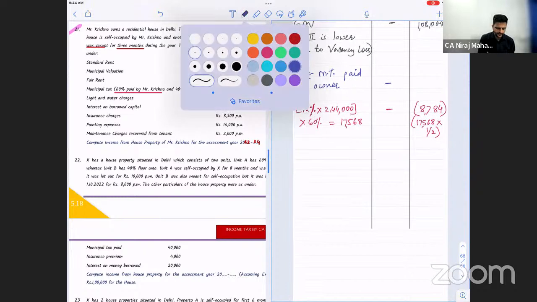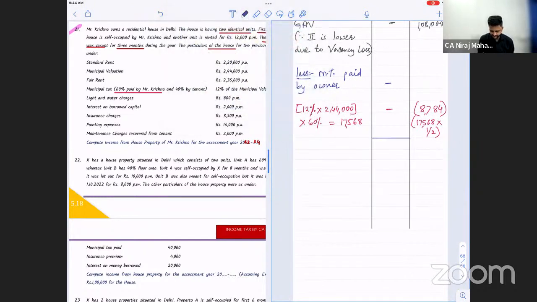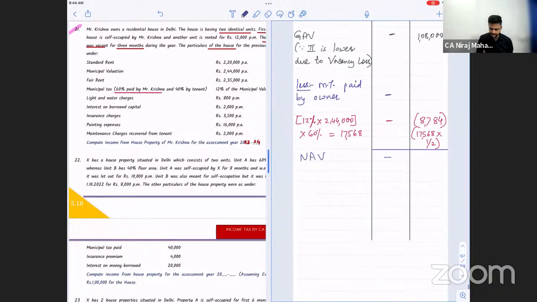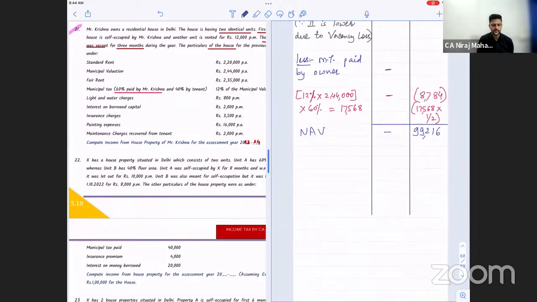All right. What do we arrive at, bachcho? NAV now. SOP has to be nil, no doubt about it. But for the let out part, 1,08,000 minus 8,784 is 99,216. Khushbu got it right. Good, Khushbu. Okay. Next one, what, bachcho? Obviously, then less deduction under section 24A. 24.